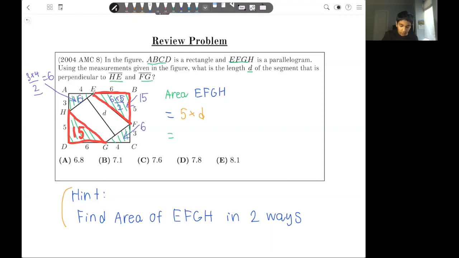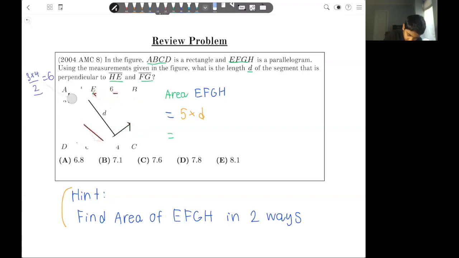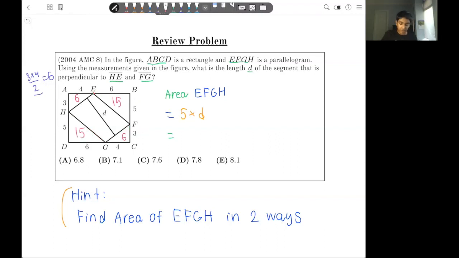So what do the areas of those 4 triangles sum to? Just to make it clear, I'll clear up some space here. This is 6, this is 15, this is 6, this is 15, because we just used the area formulas. So the sum of the areas of all 4 triangles is just 6 plus 15 plus 6 plus 15, which is 42.